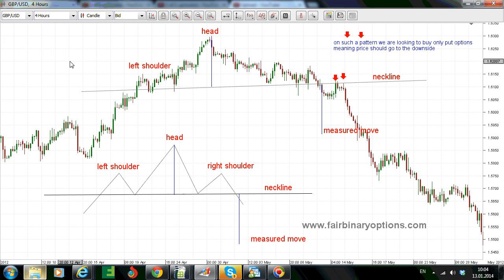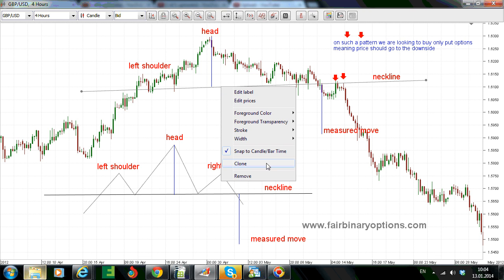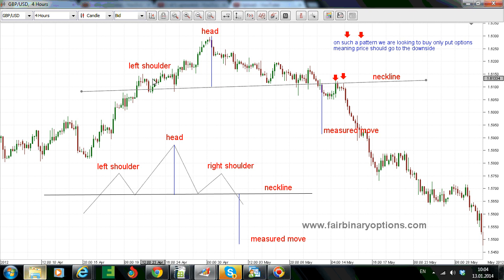Now, what would be another place to buy put options based on this pattern? Well, try to look for clues on the left shoulder and apply the characteristics of the left shoulder to the right shoulder. There is a strong tendency for price to consolidate almost the same on the right shoulder, based on the characteristics of the left shoulder. One thing we do is copy the neckline and mark the highs in the left shoulder, and the highs in the left shoulder, as you can see, come here.